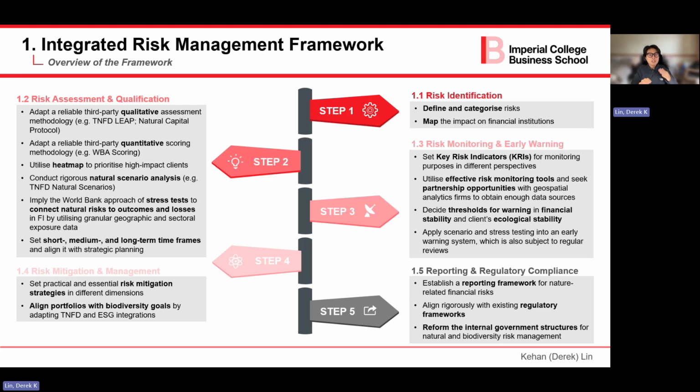Step 3 is to establish KRIs with thresholds for early warning, supported by the scenario tools. Mitigation follows, and the financial institutions should also align their portfolios with biodiversity goals. Finally, the corporate governance system should also emphasize reporting and the regulatory framework.